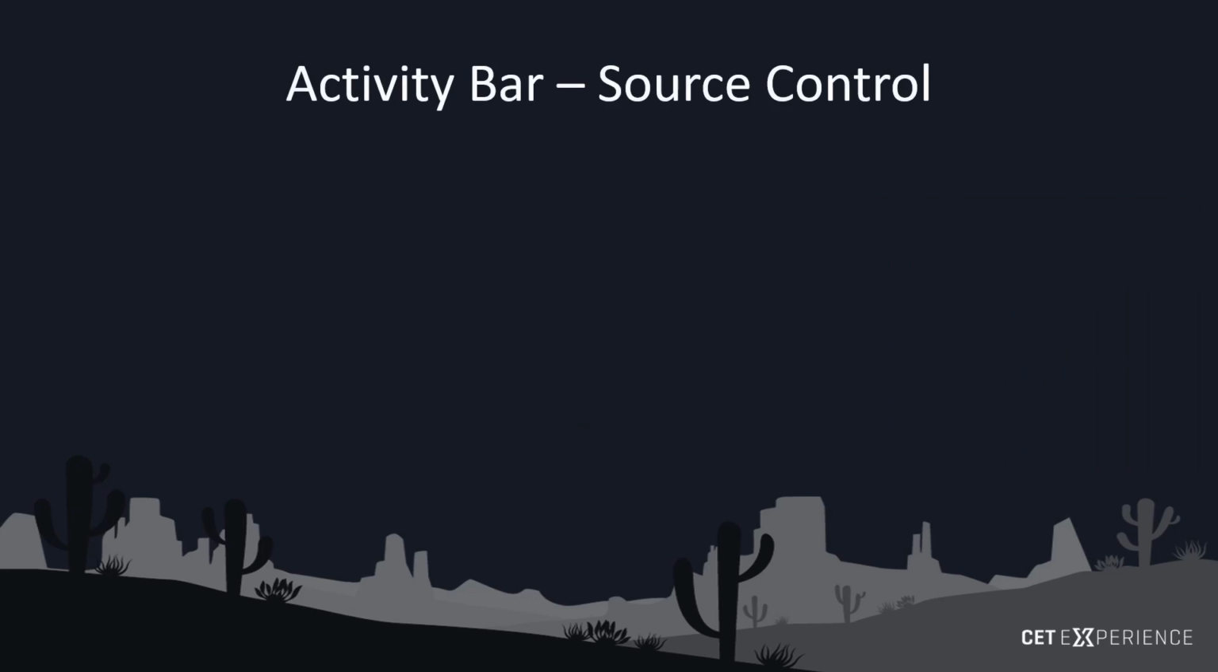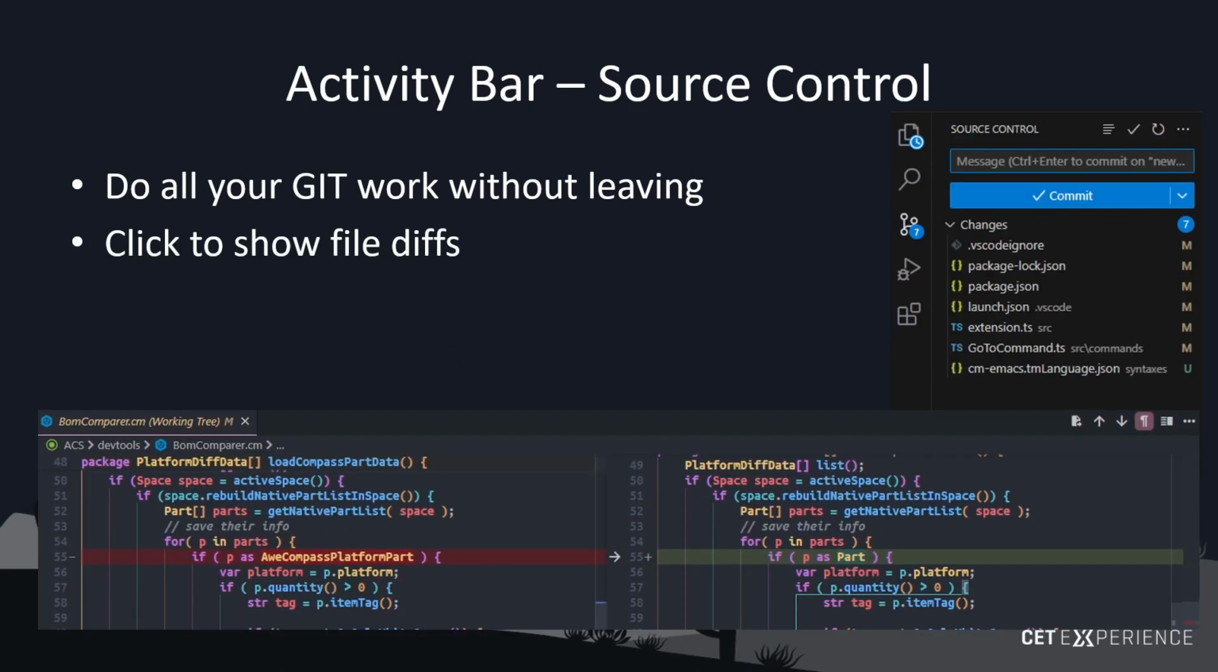Anyways, the next other big important section of the activity bar is the source control panel. The source control panel is where you can do all of your source control, or specifically Git activities, especially for us in the world of CET. So you can use it to show the files that you've changed inside of your active VS Code workspace. And then clicking on those files, you can actually see that it'll show a diff of the file right there inside of VS Code. So here you can see, for example, I changed this one line, changed the class to go from compass platform part to go to part, for example.